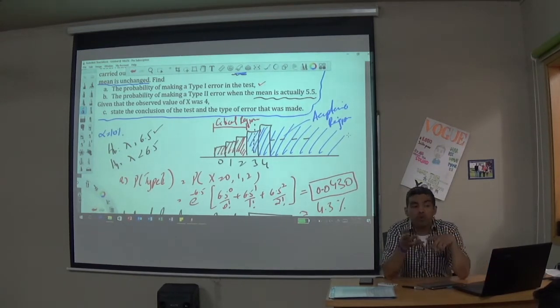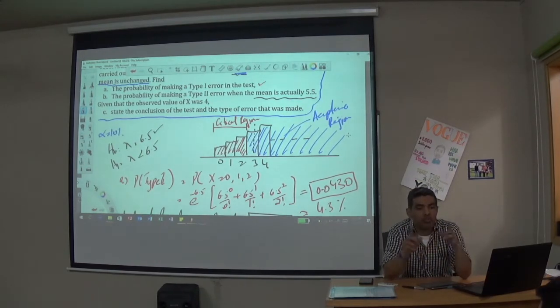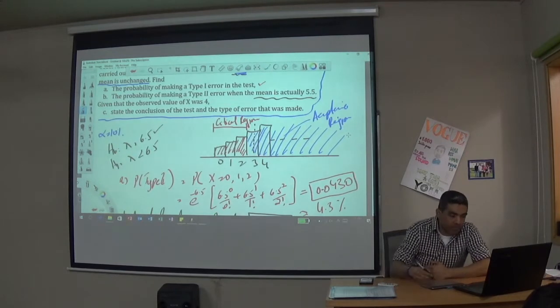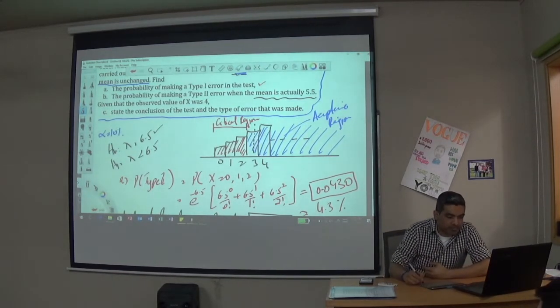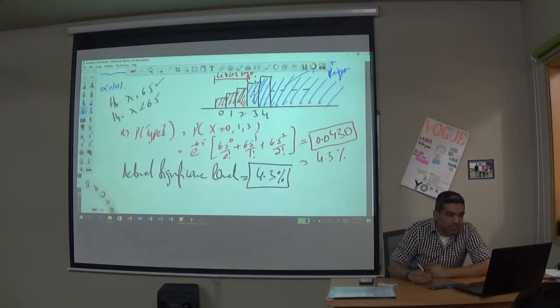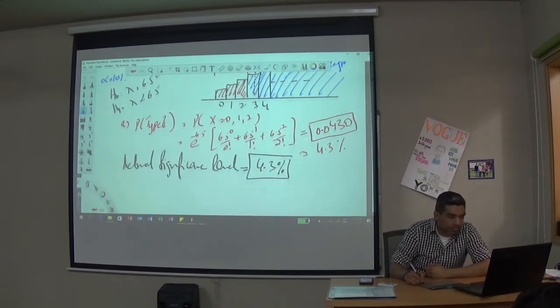If you remember, what is the probability of type 2? It is the probability of the acceptance, but based on the actual value. So they've given you the actual value this time. It's 5.5. And we know the acceptance region is 3 onwards.